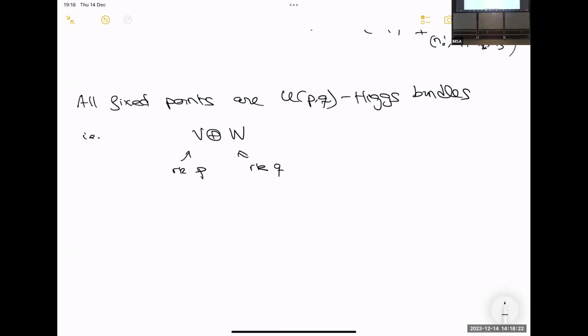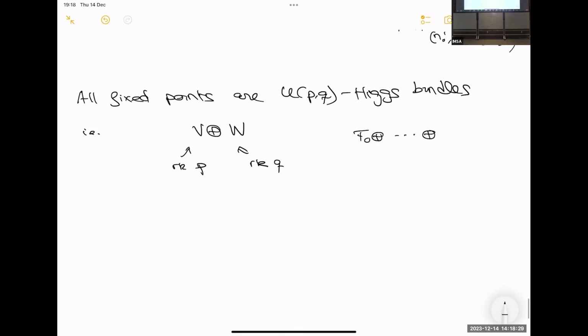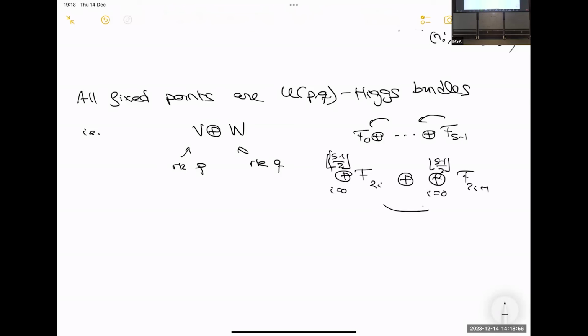Great. So all fixed points are U(p,q) Higgs bundles. Why is that? Well, fixed points are of this form. One can add all the even bundles on the one hand, and then all the odd ones. Maybe I need a -1, but anyway, and then one obtains a Higgs field of this form that exchanges both subbundles.